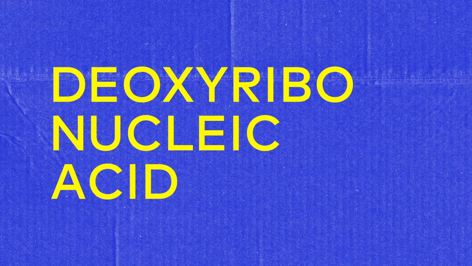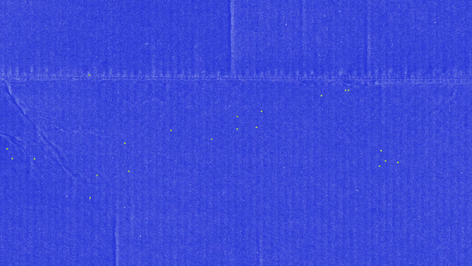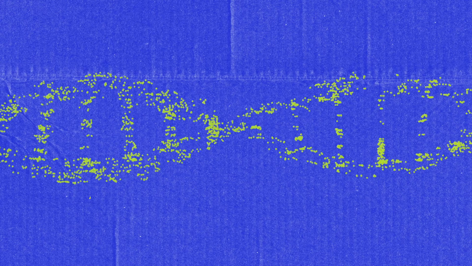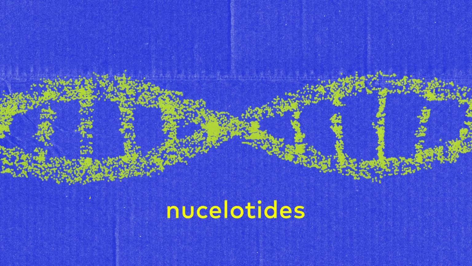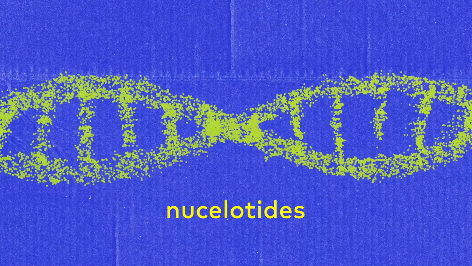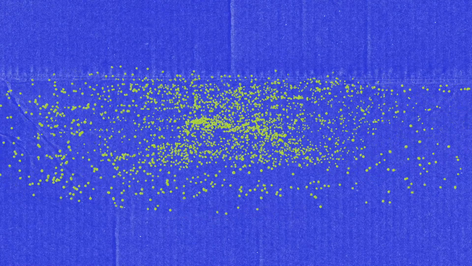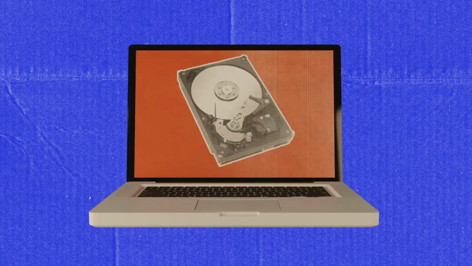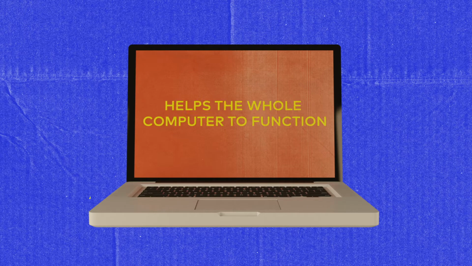One of the crucial nucleic acids in our cells is DNA, deoxyribonucleic acid, which contains all the necessary information to build a specific organism. DNA is a microscopic string of tiny molecules called nucleotides, and their order makes a language that the cell knows how to read. Imagine DNA as the hard drive of a computer. It holds the information and helps the whole computer to function.